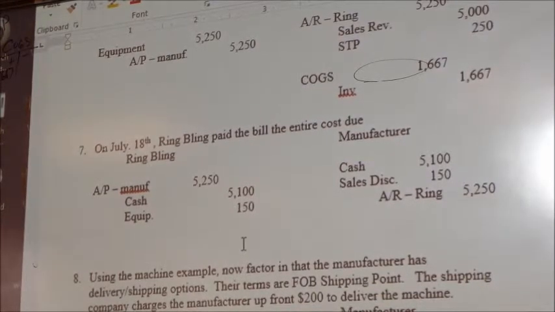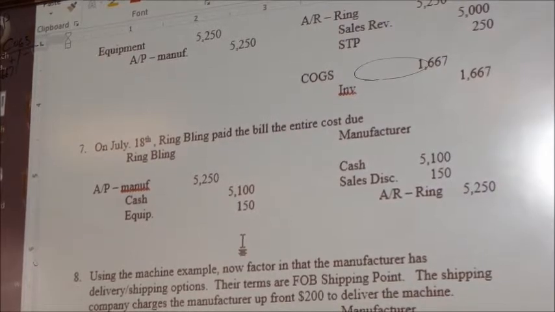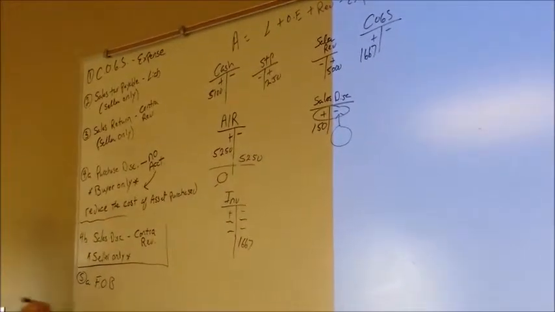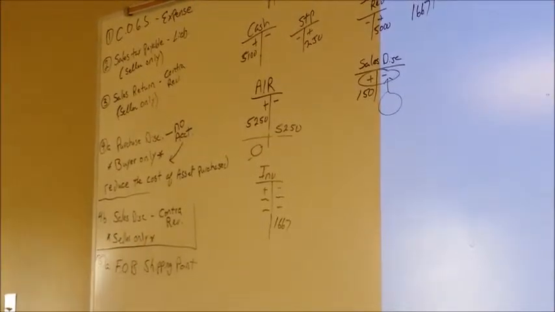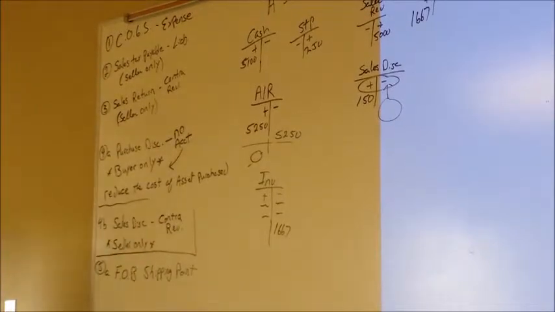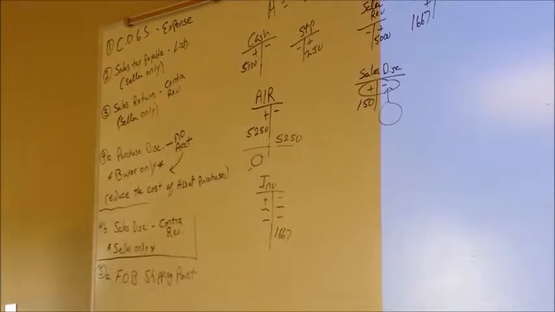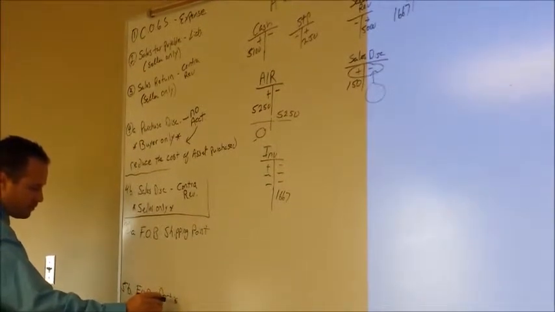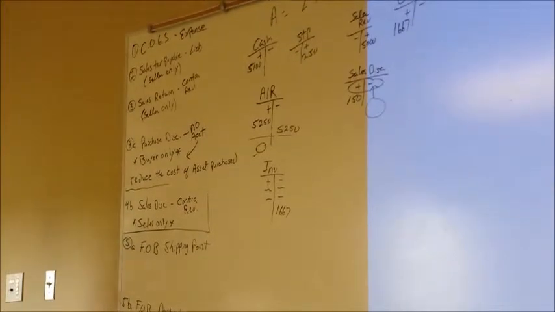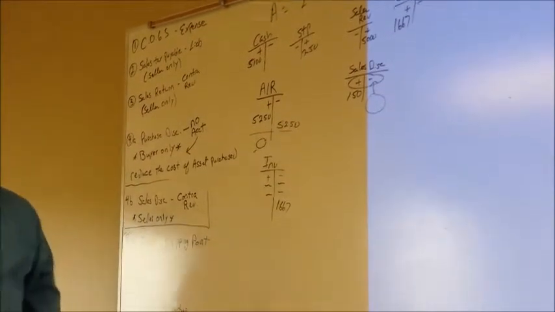Back to number 8 in a minute. But we need to discuss one more topic before we do. And that is shipping. That's going to be my last 2 items up here. 5A, FOB shipping point. I'll put a couple more details on here in just a minute. And then 5B, FOB destination. Again, I'll put a couple more little reminders once I discuss them.